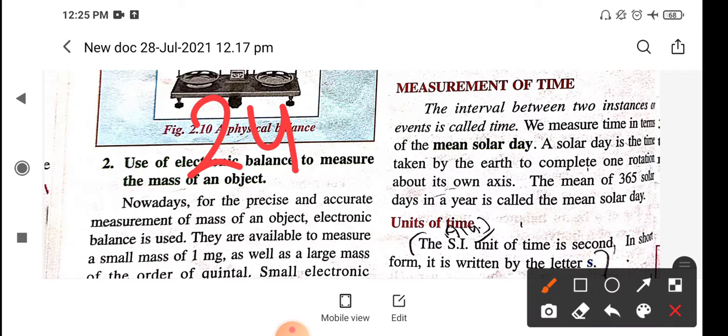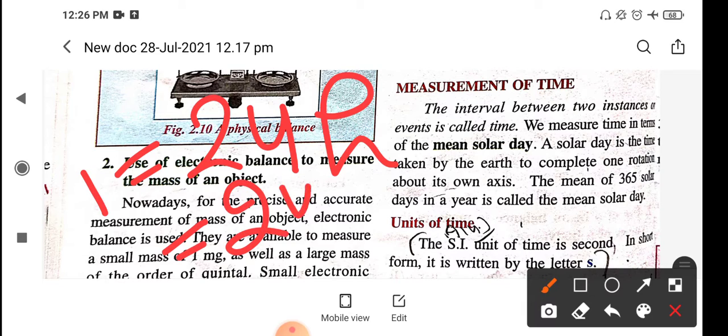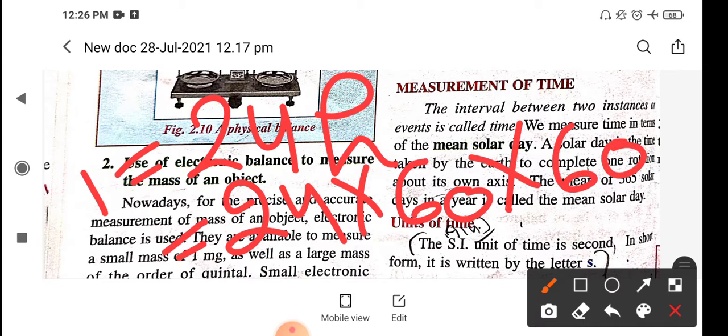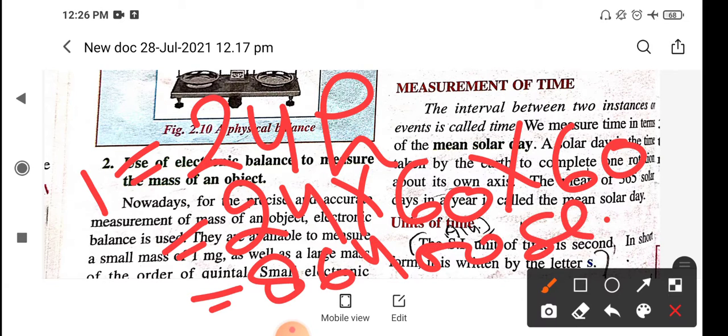24 hours. One day equals 24 hours. So if we find the total seconds of the day, firstly we multiply 24 by 60 minutes in 1 hour, then we again multiply by 60 because 1 minute equals 60 seconds. So we multiply by 60 twice, and we find the total seconds of the day. So the total seconds of the day is 86,400 seconds.